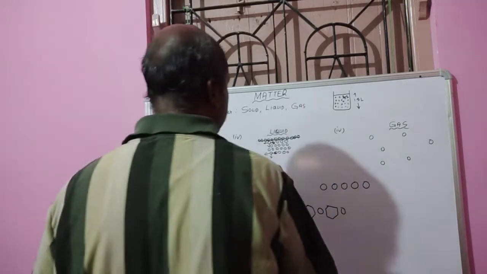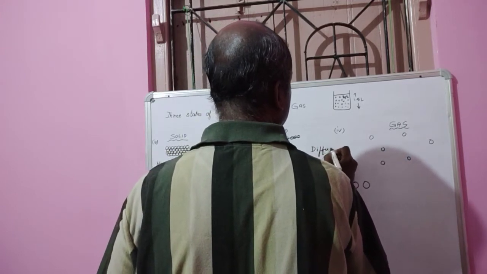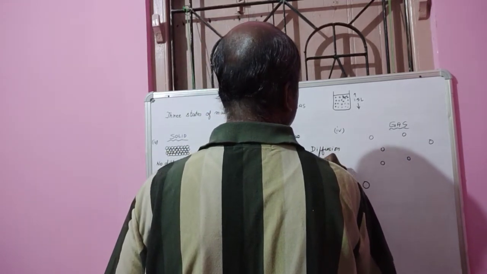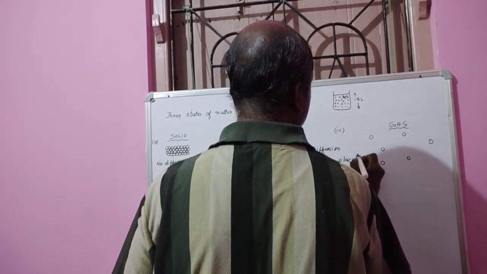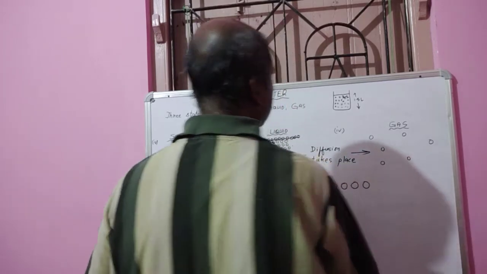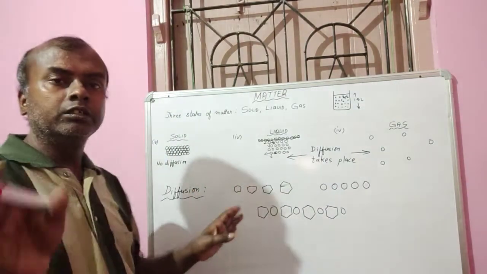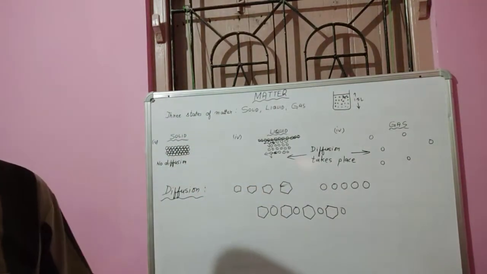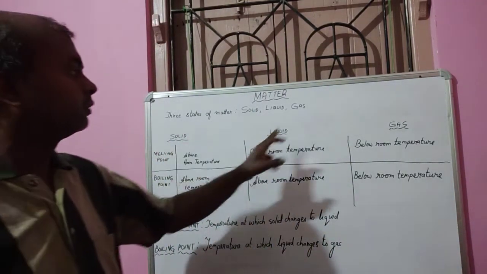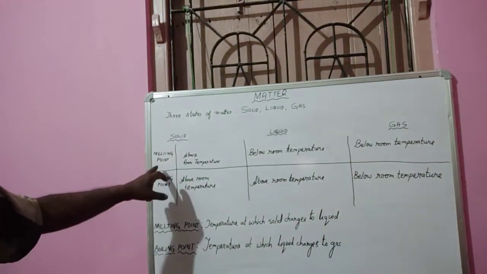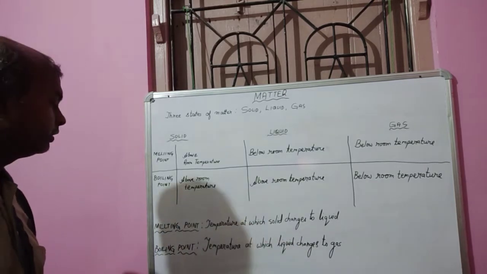But in liquids and gases, diffusion occurs. For liquids and for gases, diffusion can take place. But in solids, there is no chance of diffusion taking place. Okay, the next comparison between solid, liquid and gases are based on melting point and boiling point. Now, first of all, we need to know what is melting point and boiling point.